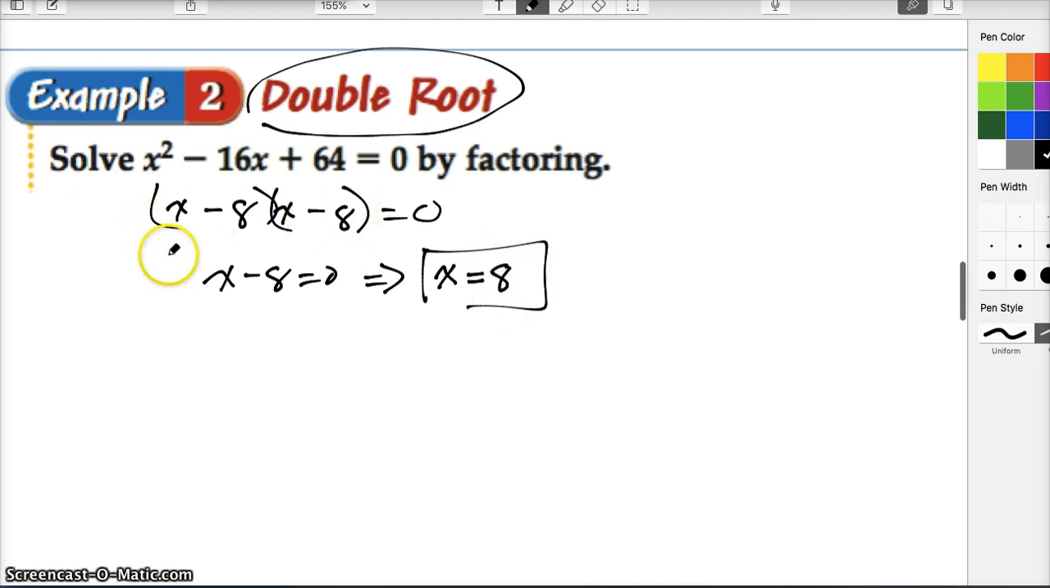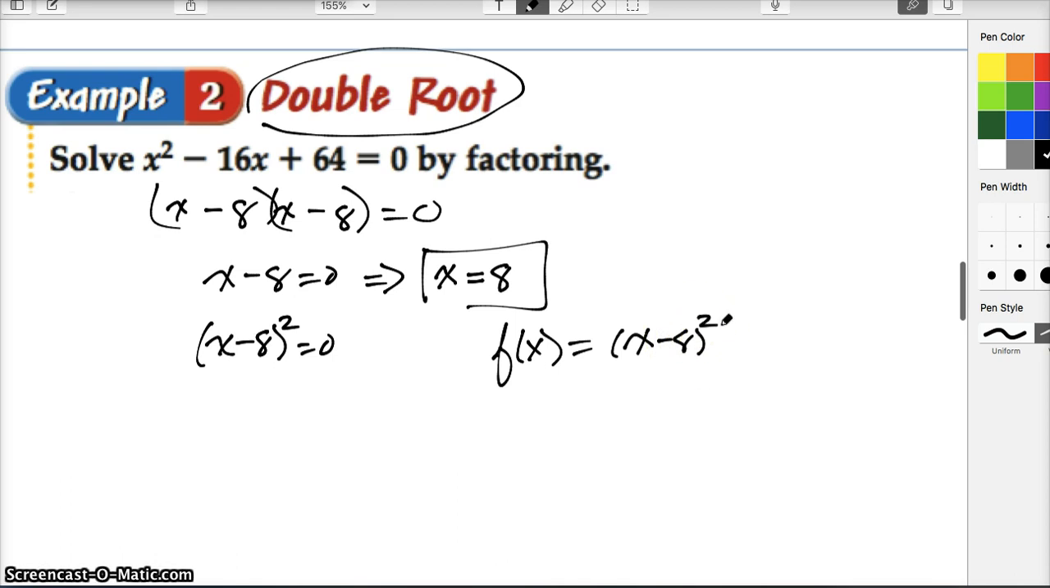Okay, and so again, you know that I could write this as x minus 8 quantity squared is equal to 0. If I think about the corresponding function, f of x is equal to x minus 8 quantity squared, it would be a parabola that hangs out right here at 8, kind of just touches it right there, and it bounces. And so its value, oh, I made a mistake there.